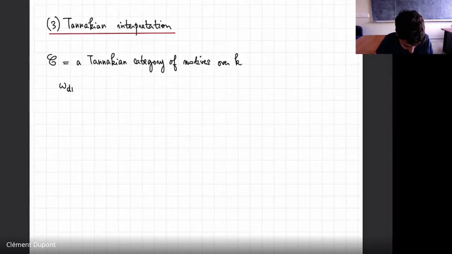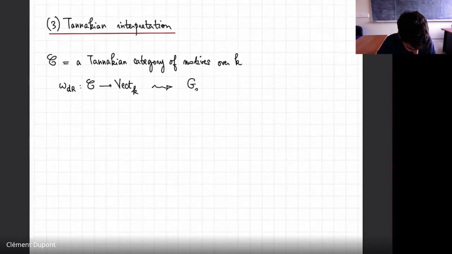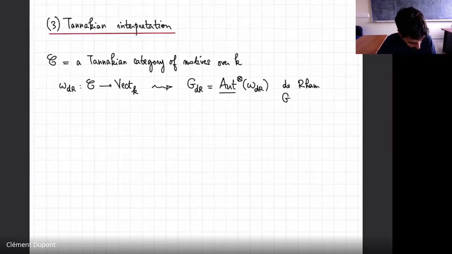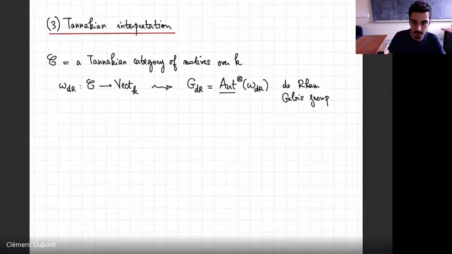And you have, for instance, a de Rham fiber functor from C to vector spaces over K. And this leads via the Tannakian machinery to a group, G de Rham, which is the group scheme of functorial automorphisms of this fiber functor. So this is the de Rham-Galois group. And it's kind of at the center of the theory of motives. Many questions can be reformulated in terms of the properties of this Galois group.